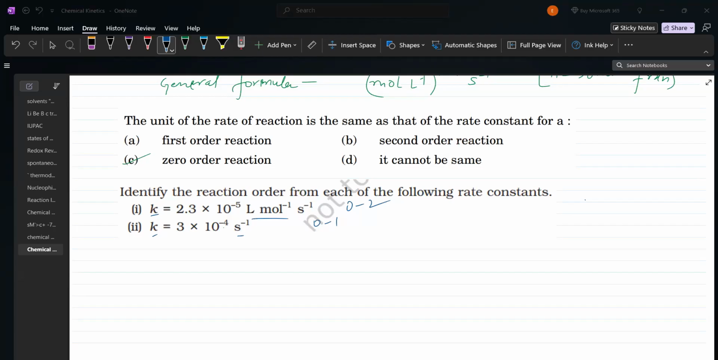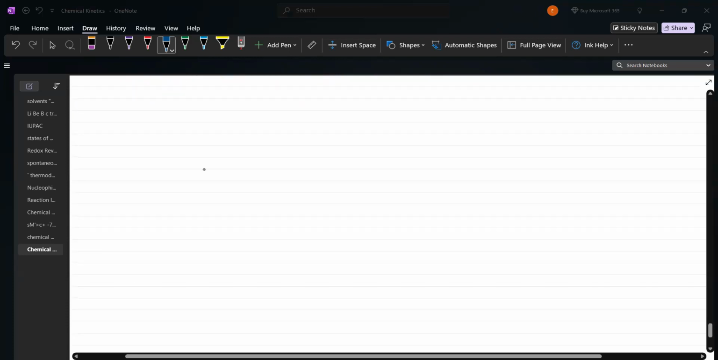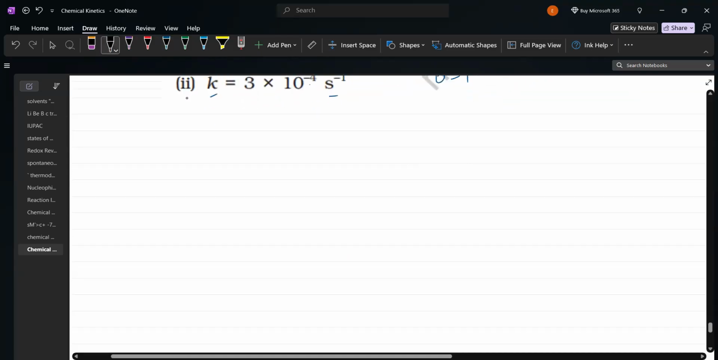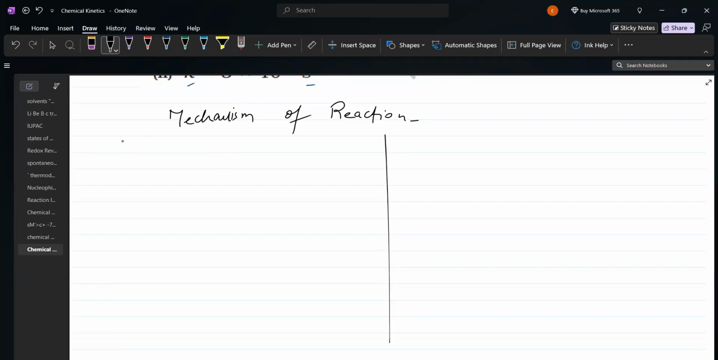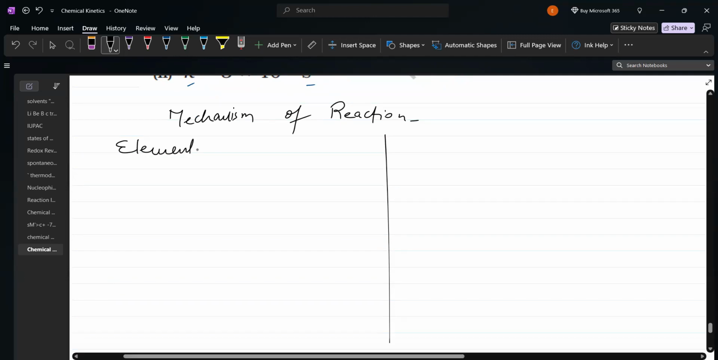This comes under mechanism of reaction. Actually, in real life, there are two types of reactions which take place and which we have to study also: elementary reaction and complex reaction.